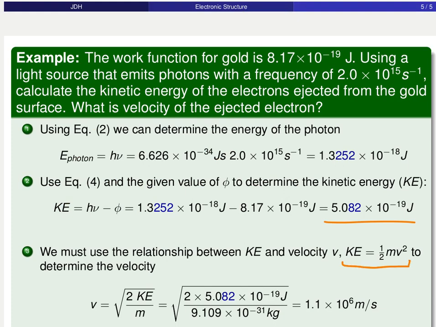Once we have that kinetic energy, we can then use the relationship between kinetic energy, mass, and velocity. Kinetic energy is 1/2 mv squared, to determine the velocity. So we solve for v, plug in all these variables, and we arrive at an answer of about 1.1 times 10 to the 6th meters per second. And notice that throughout these whole calculations, we only have two significant figures, but I kept the remaining decimal places and held off rounding until the very end to avoid rounding error.